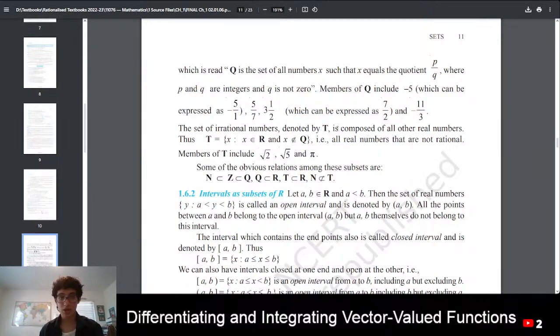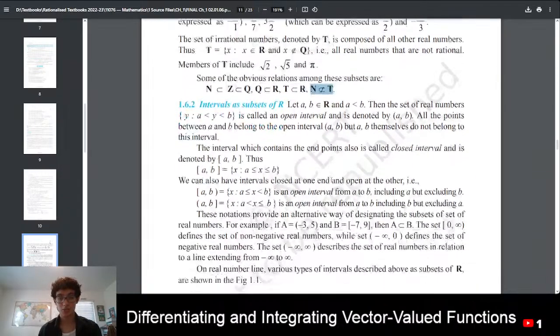Irrational numbers are denoted by T. This is less common, that's why they didn't list it up there. But this is basically all the real numbers except for the rational numbers. So the square root of 2, the square root of 5, pi, e, all of those are irrational. Some of the obvious relationships: the natural numbers are part of Z, which is a part of Q, the rational numbers. The rational numbers are a subset of the real numbers. The irrational numbers are a subset of the real numbers. The natural numbers are not a subset of the irrational numbers.